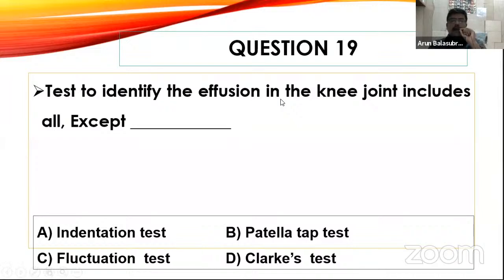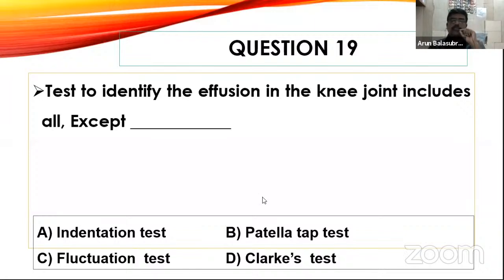Okay. All these tests identify effusion in the knee, right? Now, knee joint effusion occurs because of many causes, maybe a fall, mild trauma, or any pathology in the knee joint, or bursitis, which also causes joint effusion. But all these tests identify joint effusion except one: indentation test, patellar tap test, fluctuation test, or flat test. Which test doesn't identify joint effusion? Very, very good.